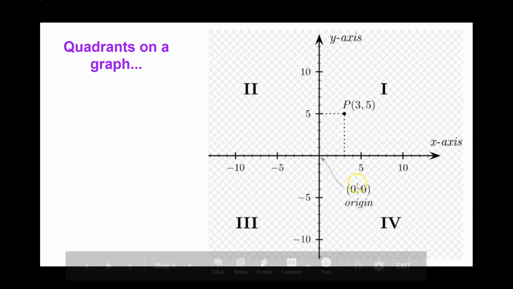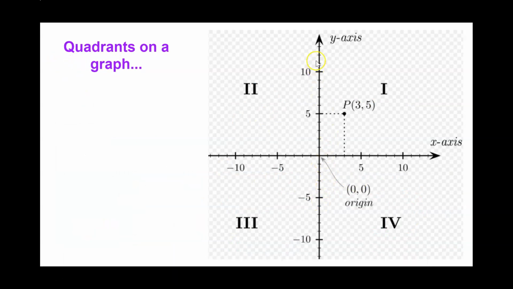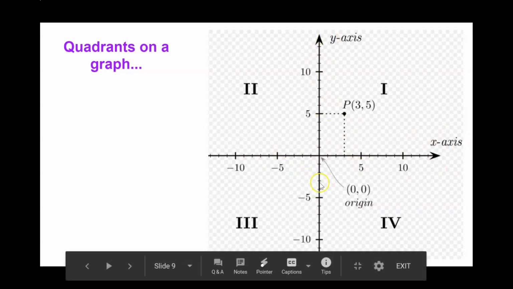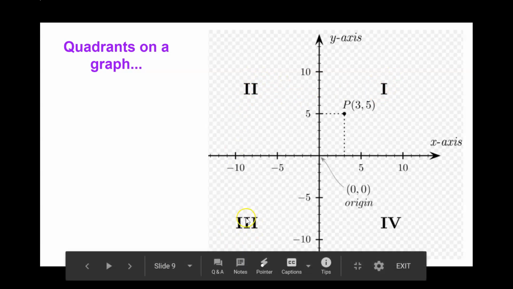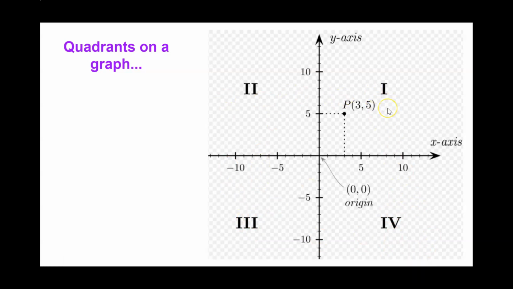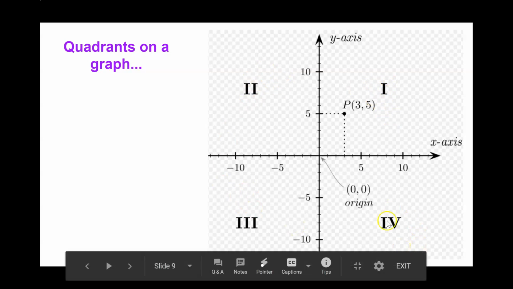So quadrants. When we start quadrants in a graph, here is my x-axis going left and right. Here's my y-axis going up and down. This quadrant in the top right-hand corner is considered to be number 1. We go to number 2, number 3, and number 4. These are the actual numbers that you need to replace the quadrant each time that you look at a graph. 1, 2, 3, and then 4.